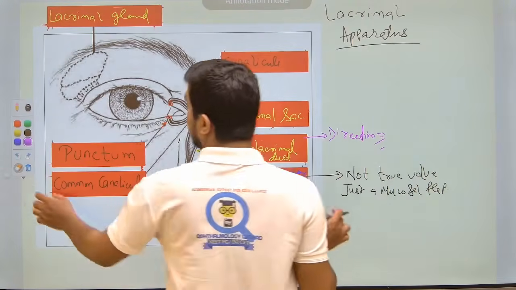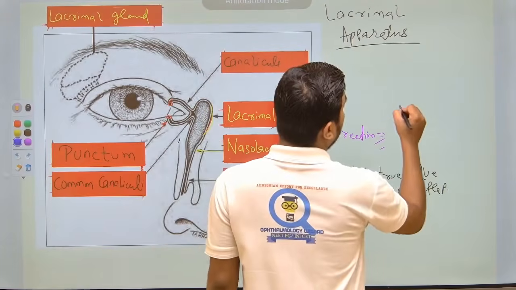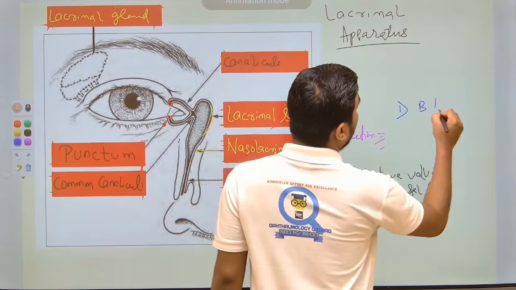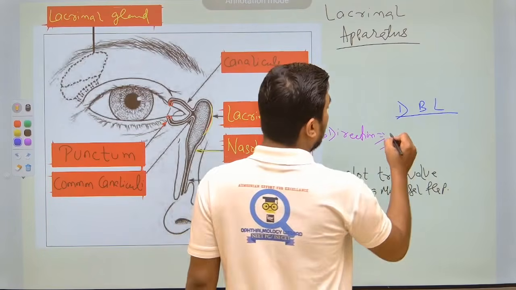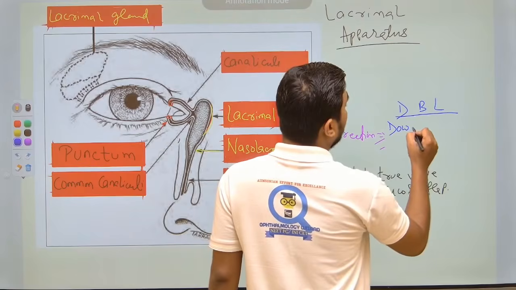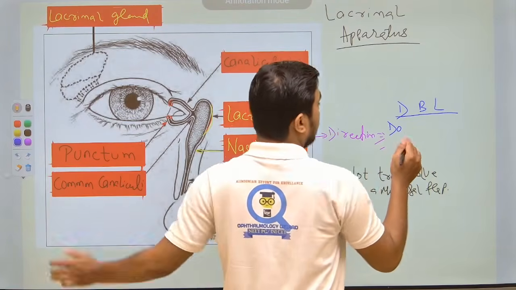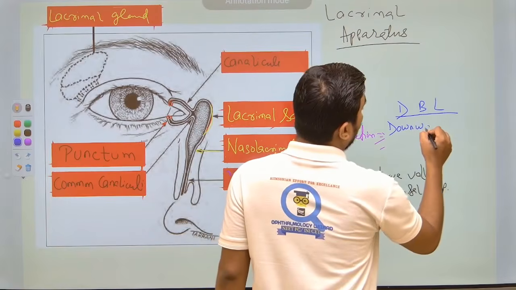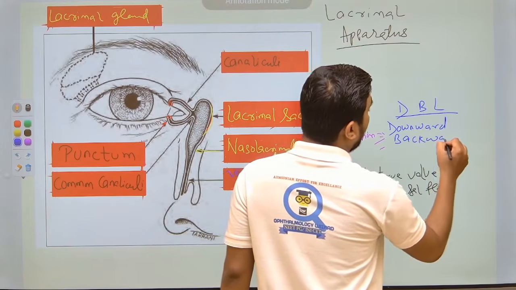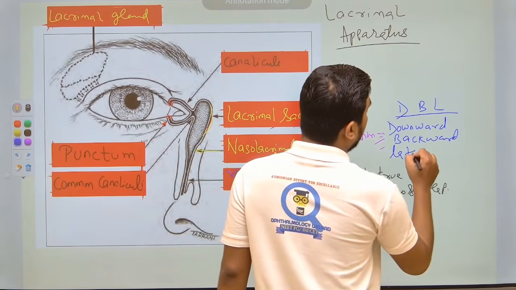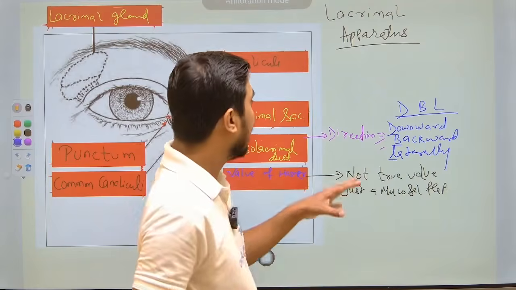How will you remember this? You should remember this with DBL. जैसे IPL होता है ना, वैसे DBL याद रखो. Downward, backward and laterally. So DBL. So remember this with the help of the DBL.